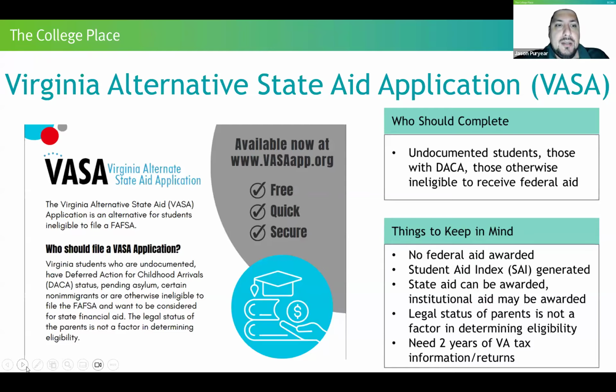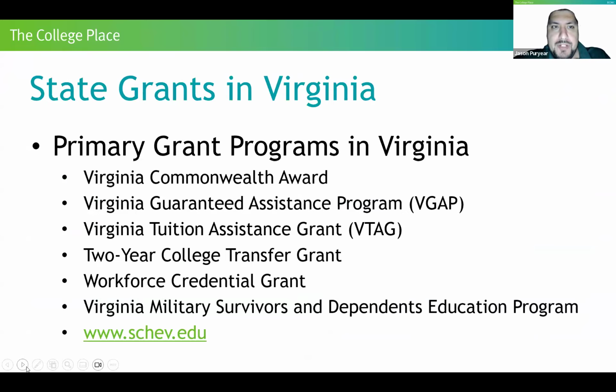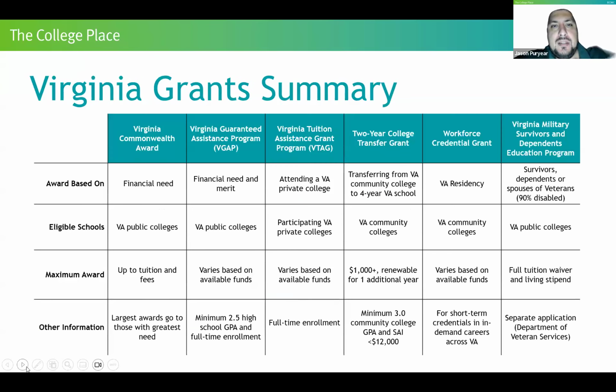But again, any U.S. citizen, permanent resident, student in this process, you'll forget that the VASA exists. You'll fill out the FAFSA to get access to federal, state, and institutional aid that you're eligible for. Again, these are the forms that are available in Virginia. These are some of the primary grant awards that you'll see in the Commonwealth. And I'll quickly go to the next screen because these offer more details about these programs.